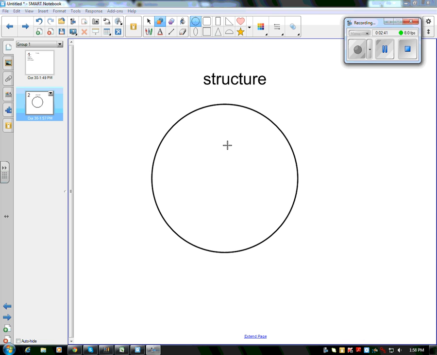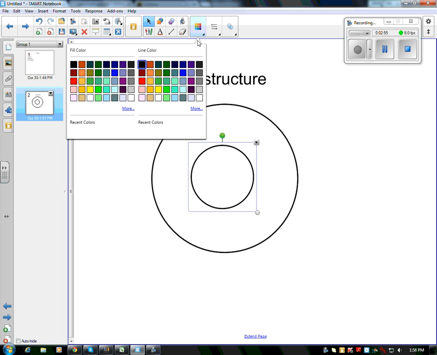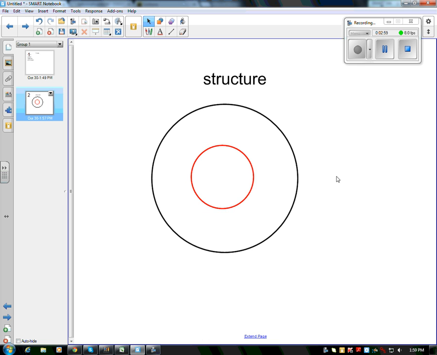On the inside of the atom is what's called a nucleus. Let's just make this the nucleus right here. Yep, this is the nucleus.